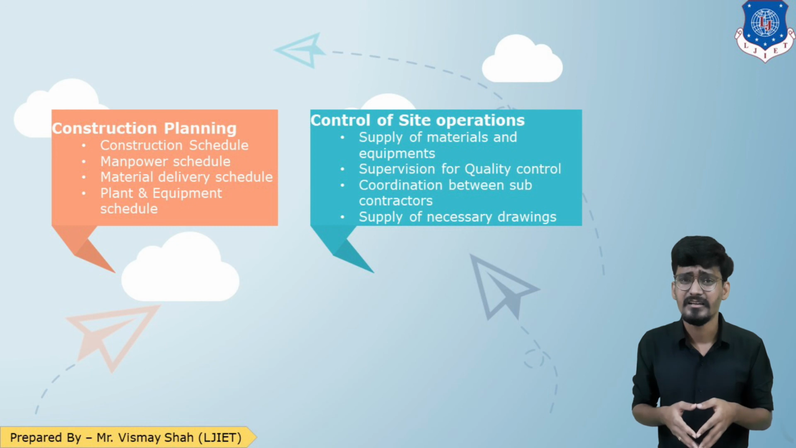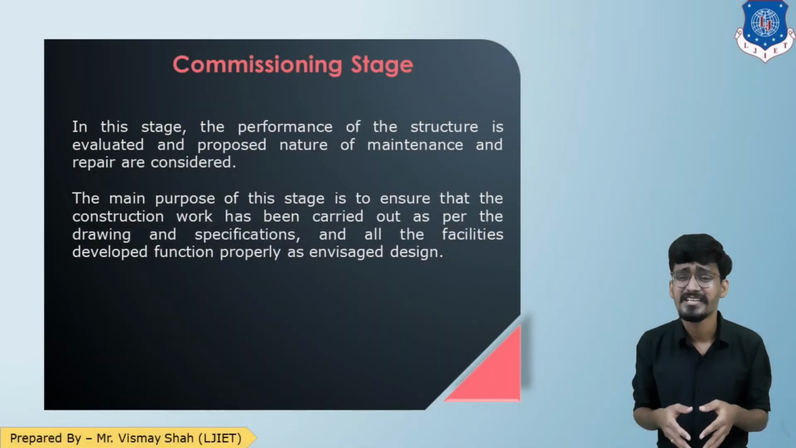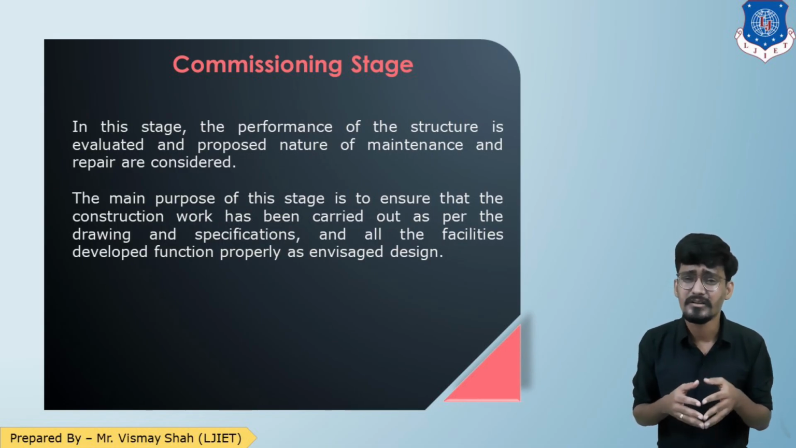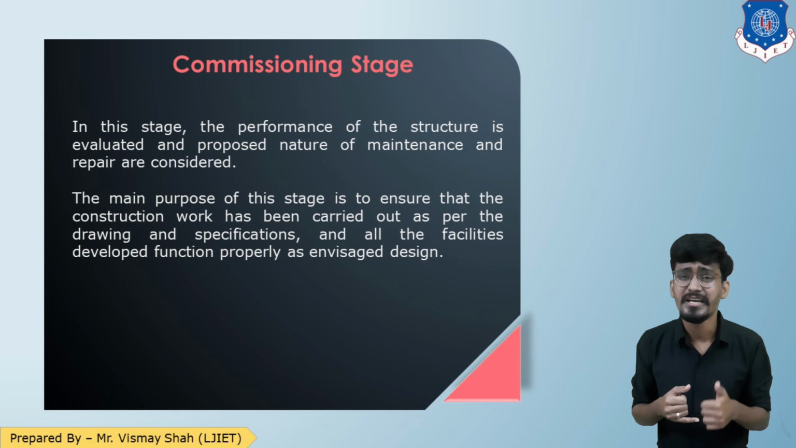Now let us see the last stage, which is the commissioning stage. In this stage, the performance of the structure is evaluated, and the proposed nature of maintenance and repairs is considered. The main purpose of this stage is to investigate that the construction has been done according to the design, drawing, and specification, and that all the facilities and functions of the project are working correctly. So that is the main purpose of the commissioning stage.